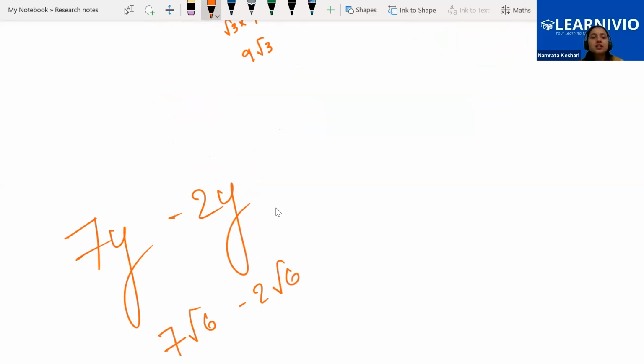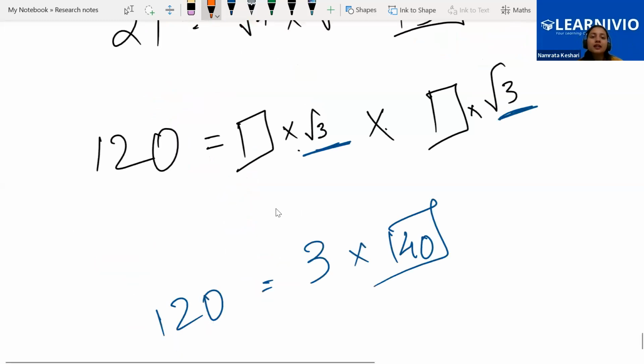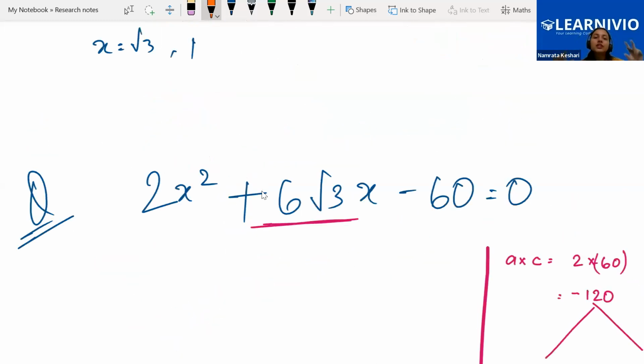Okay, if that much is clear, then can you understand that to get this 6 root 3, we need two terms which must be having root 3? Yes or no? We want 6 root 3. To generate this 6 root 3 with the help of two numbers added or subtracted together, both numbers must be having root 3. Yes or no?